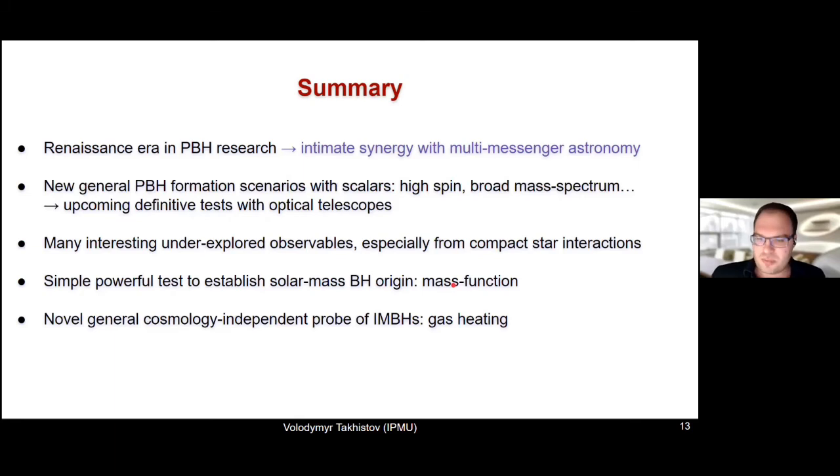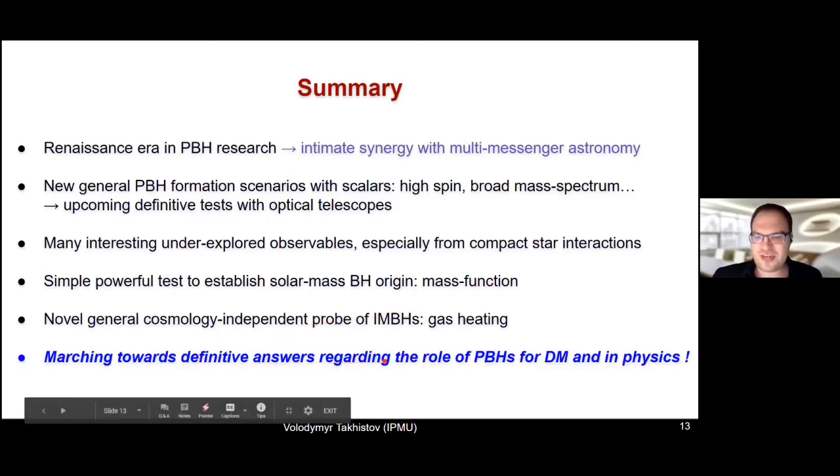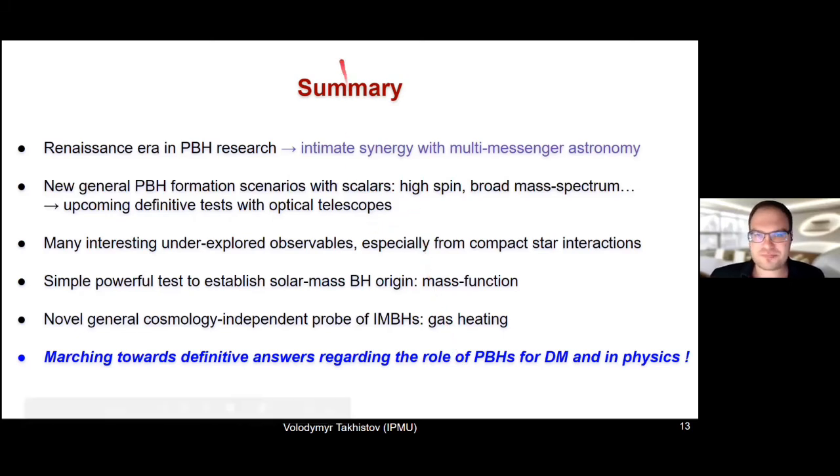And there's a new cosmology-independent way to look for black holes in general, either evaporating or the bigger ones, by gas heating. And I hope with all of this, we're marching towards definitive answers regarding the role of PBH in physics and dark matter. And thank you very much.